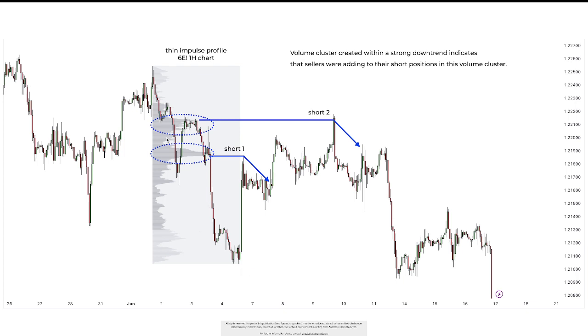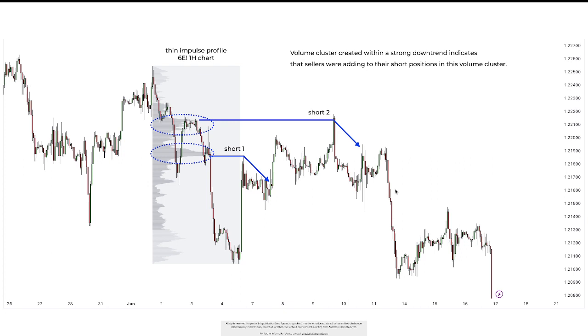The volume cluster created within a strong downtrend indicates for us that sellers were adding to their short positions in this volume area. So we had the first push to the downside, and then within these two areas, sellers were adding to their sell positions. They were opening more and more sell positions. Therefore, when the price reversed to them, we see two beautiful rejections. First rejection from the first volume node, and the second rejection from the second volume node.